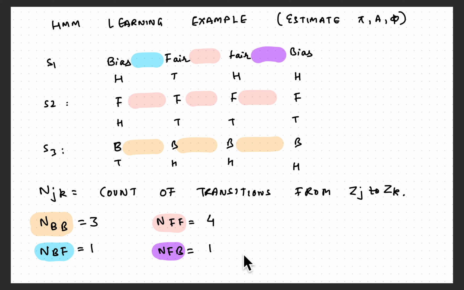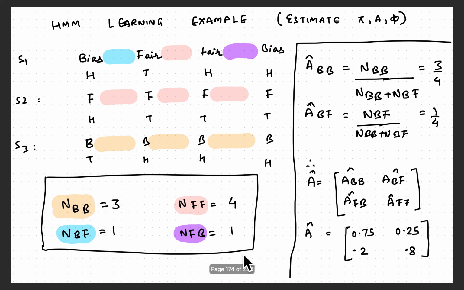So having given these numbers, could you think about what would be A BB, A BF, A FF, and A FB? So A hat BB, we're going to be writing as the number of times you were in state B and made a transition to state B divided by the number of times you were in state B, right? The number of times you were in state B and made a transition to B is NBB, and the number of times you were in state B and made a transition to state F is NBF. Right? So this quantity turns out to be 3 by 4.